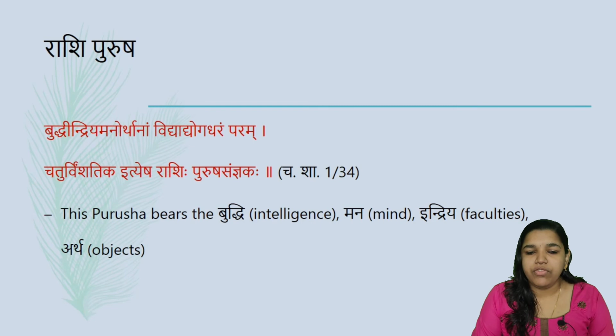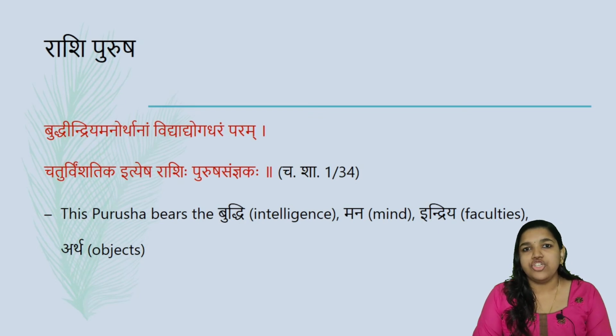बुद्धीन्द्रिय मनोअर्थानां विद्याद् योगधरं परं चतुर्विंशतिक इत्येष राशि पुरुष संज्ञकः. And also it has been mentioned that this Chaturvimshatika Purusha is also called Rashi Purusha. That is, this Rashi Purusha or Chaturvimshatika Purusha has the Buddhi, Mana, Indriya and Artha. That is, the combination of Buddhi, Manas and Indriya Arthas produces the Purusha. And this Purusha, which has the 24 tattvas and also a combination or group of different tattvas, we call Rashi Purusha or Chaturvimshatika Purusha.